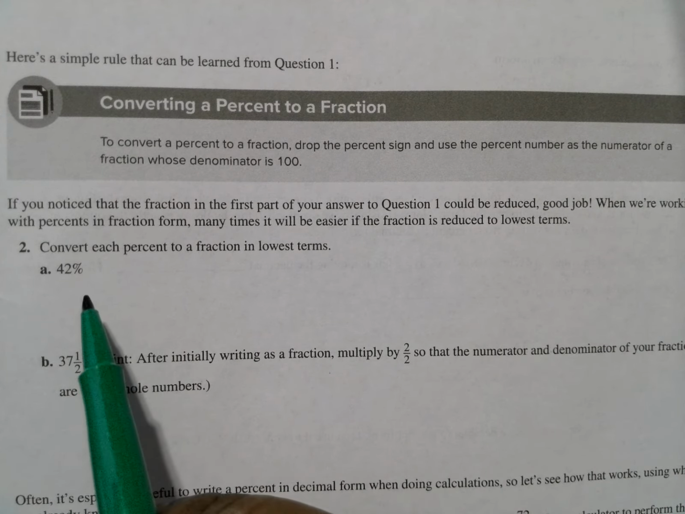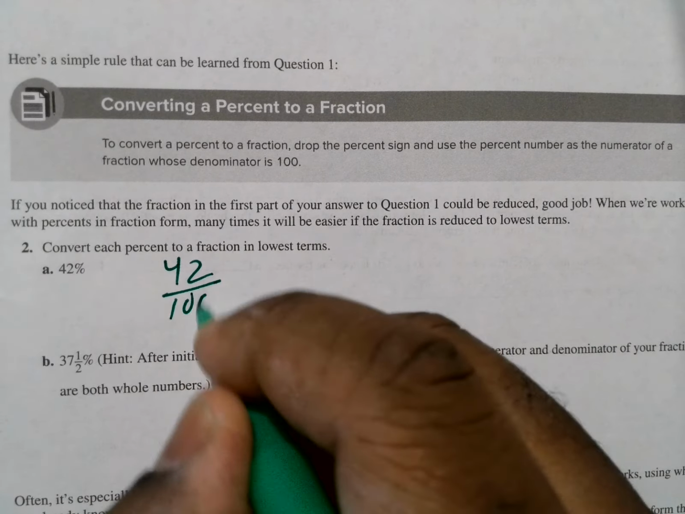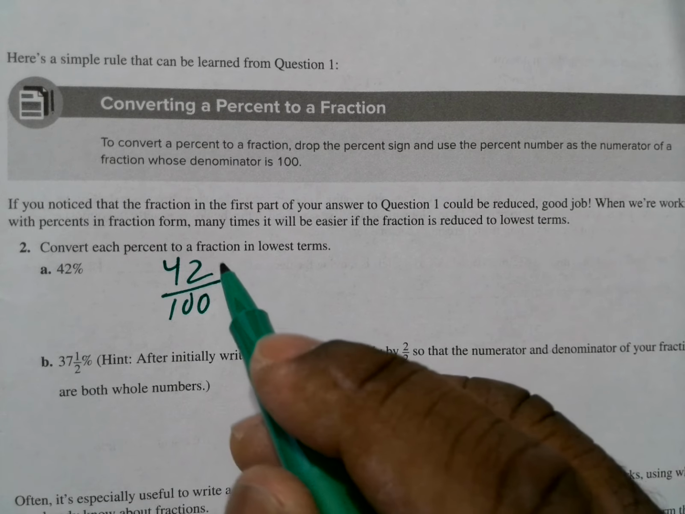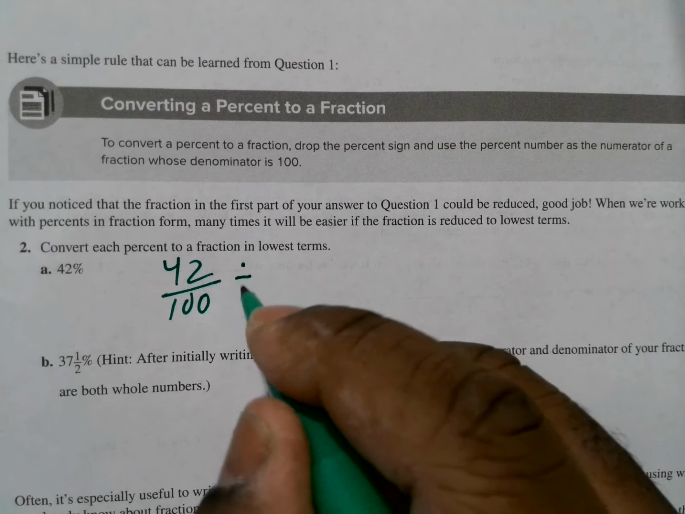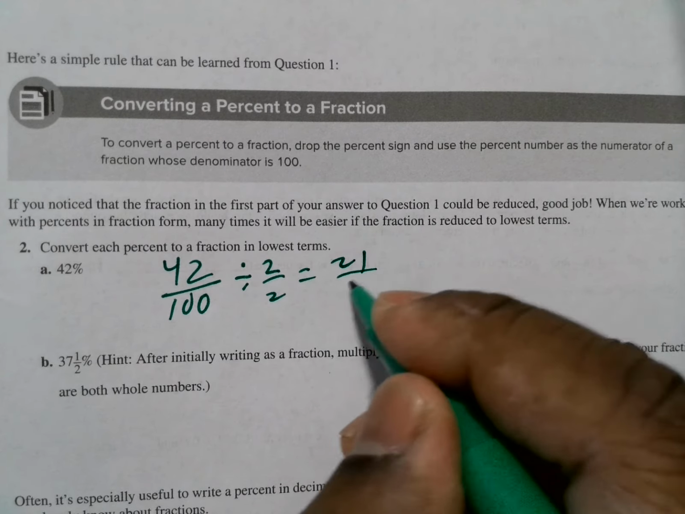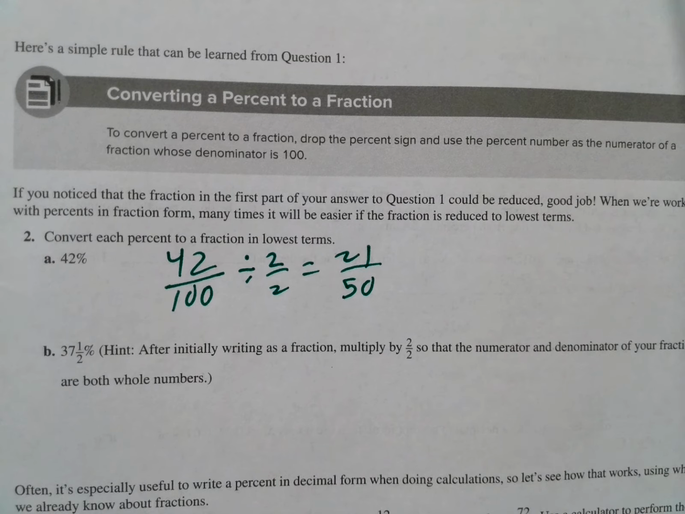So we have 42%. So first we will write that as 42 divided by 100. And then now we will simplify this. We will ask ourselves, what does 42 and 100 have in common? We could divide both by 2 because they're even. And we will be left with 21 over 50. And we're done.